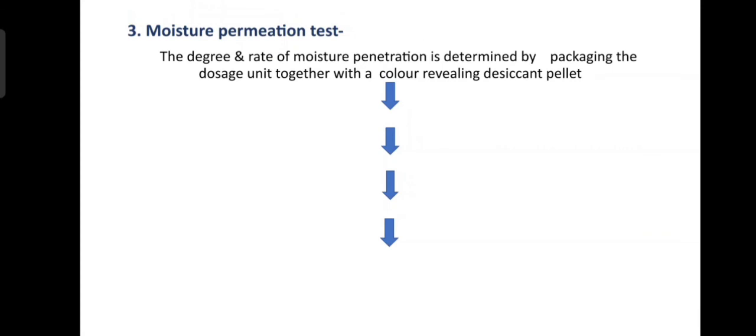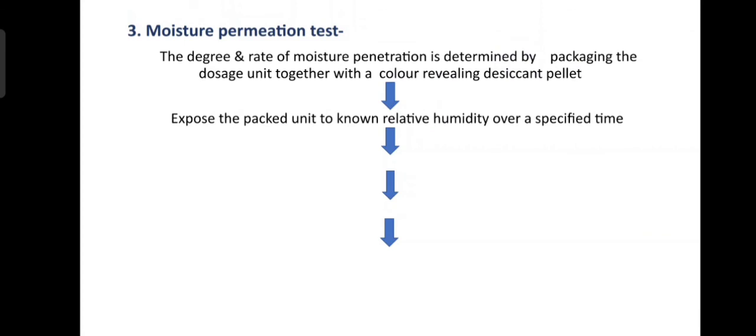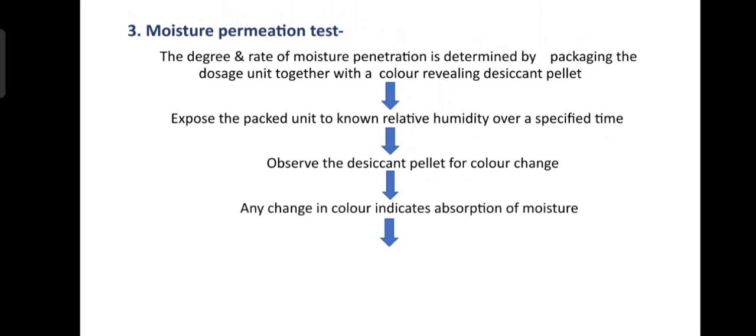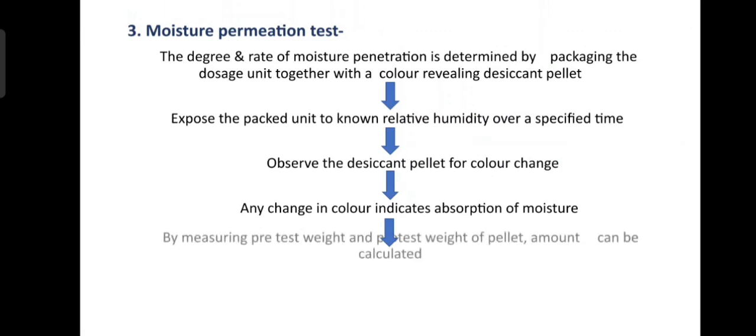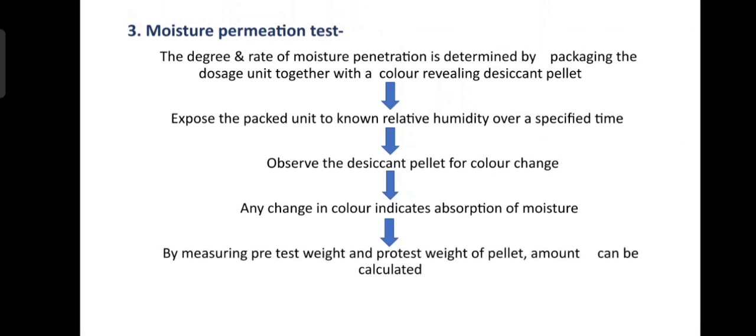Then the next test is the moisture penetration test. The degree and rate of moisture penetration is determined by packing the dosage unit together with a color revealing desiccant pellet. Expose the packed unit to a known relative humidity over a specified time. Observe the desiccant pellet for color change. Any change in color indicates the absorption of moisture. By measuring the pre-test weight and post-test weight of the pellet, the amount can be calculated.